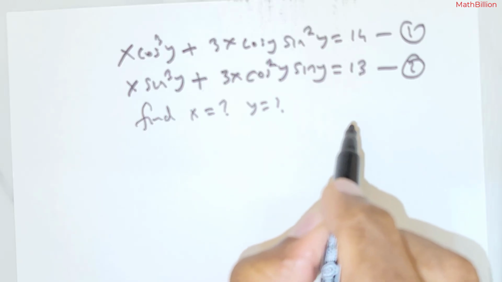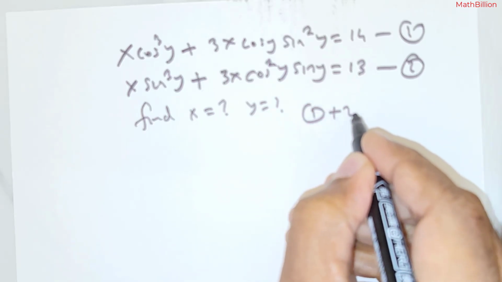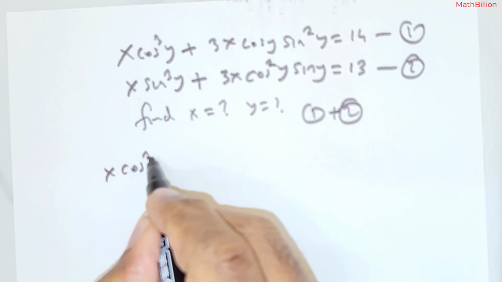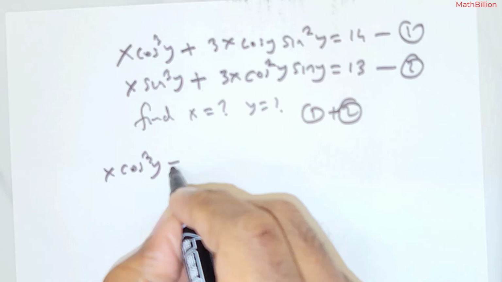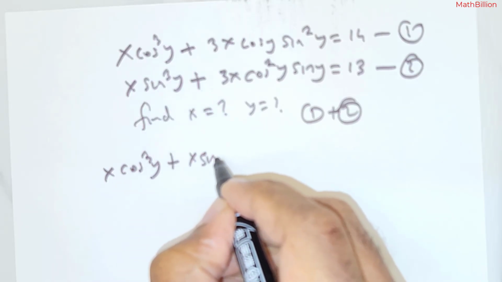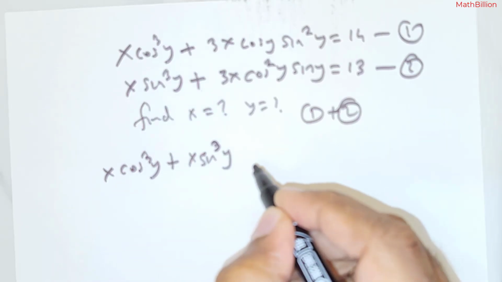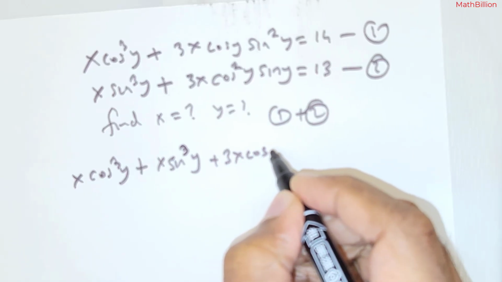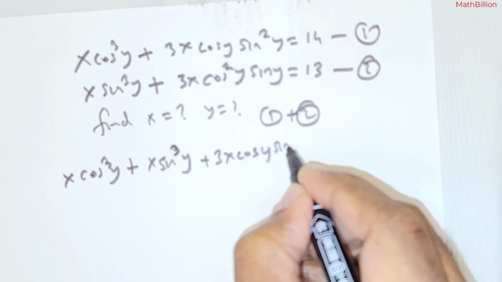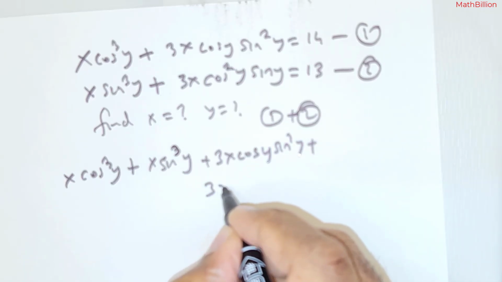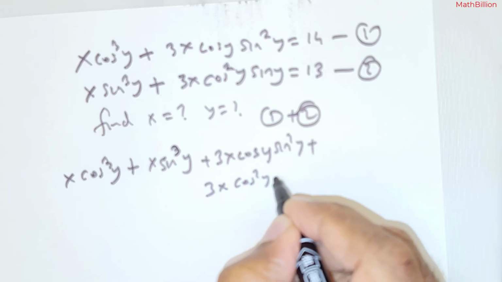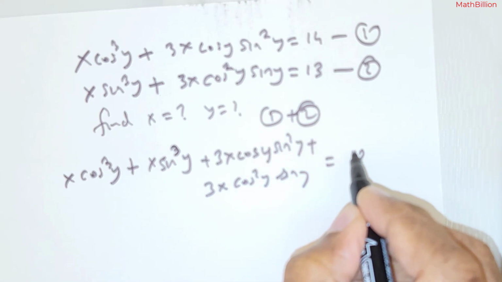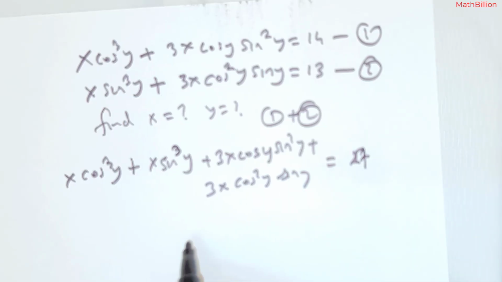Now from that, what I wish to do is I will add 1 with 2. So this would give me x times cos cubed y plus x times sin cubed y, and then plus 3x times cos y sin squared y plus 3x times cos squared y sin y. 14 plus 13, that's 27.